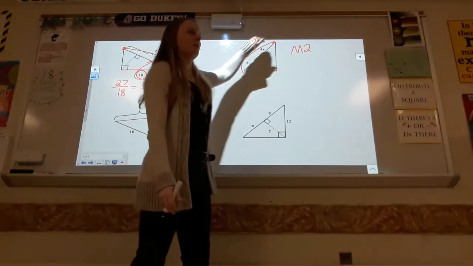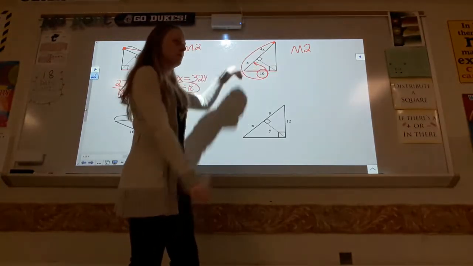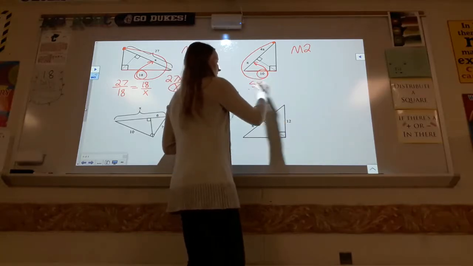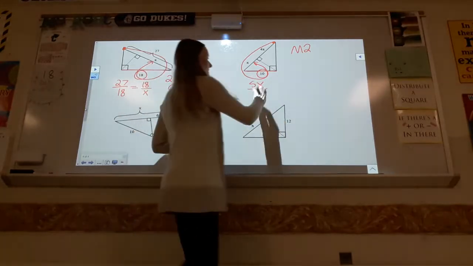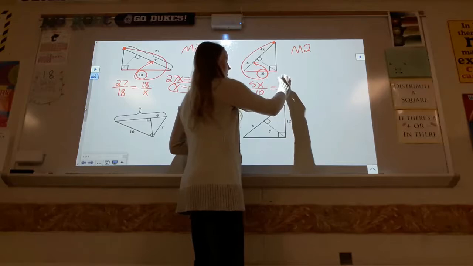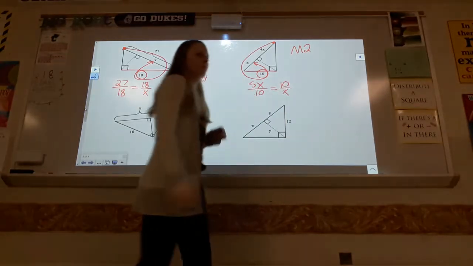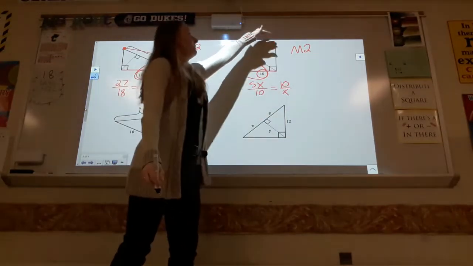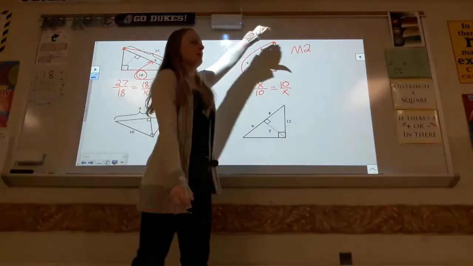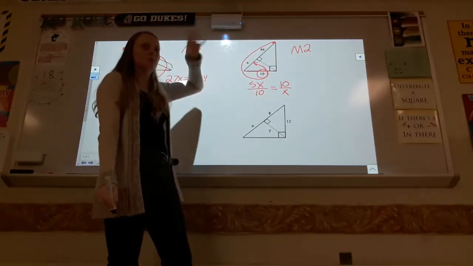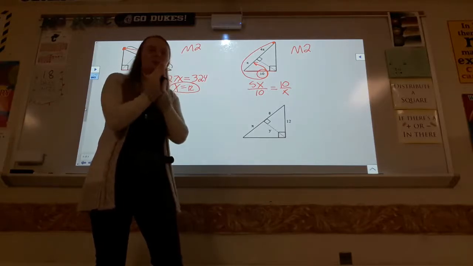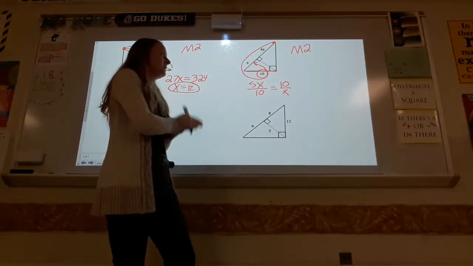Can we simplify that? 4x plus x is 5x over 10 equals 10 over x. So again, when you have it cut up into pieces, make sure you add them together, but because they're like terms, instead of writing 4x plus x, just go ahead and combine like terms. So it's 5x over 10 equals 10 over x.